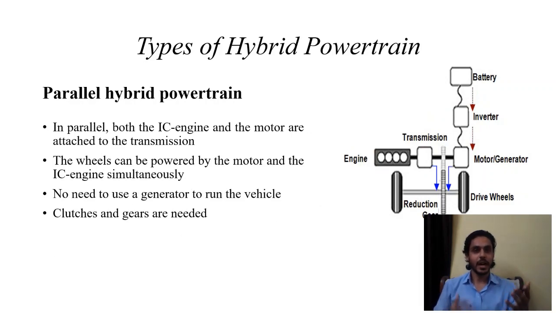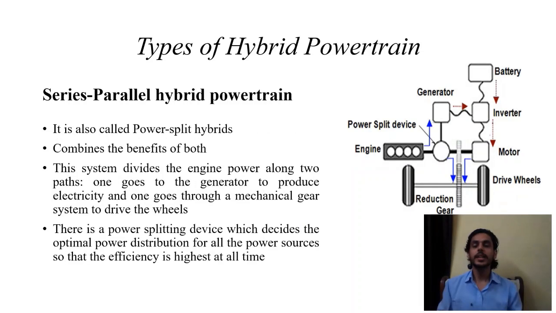So the next one is parallel hybrid powertrain. In this, both the IC engine and motors are attached to the transmission in parallel, and the wheels can be powered by the motor and IC engine simultaneously. There is no need to use a generator to run the vehicle, but there is a need for clutches and gears. Okay, the third one is series parallel hybrid powertrain.